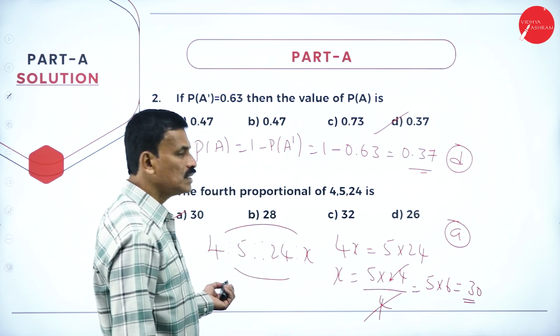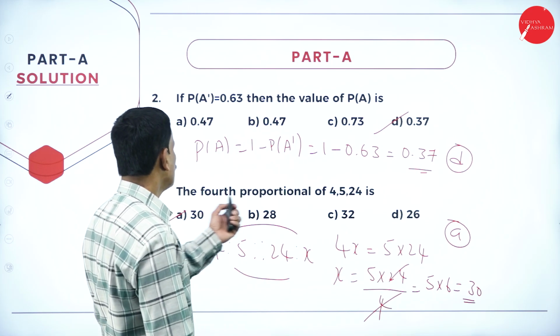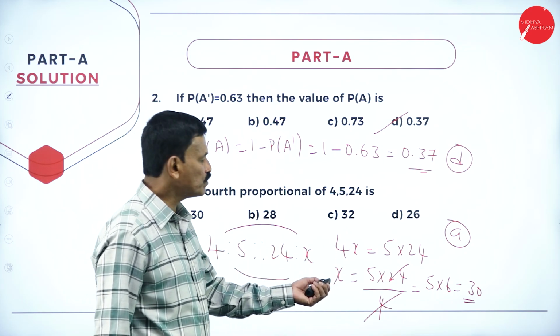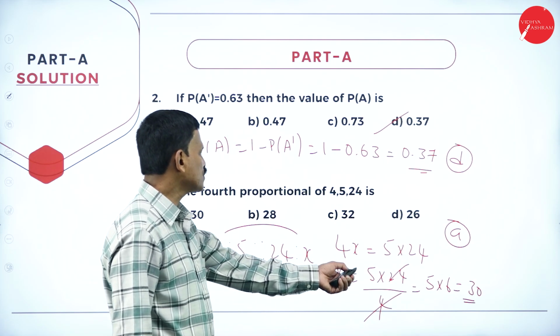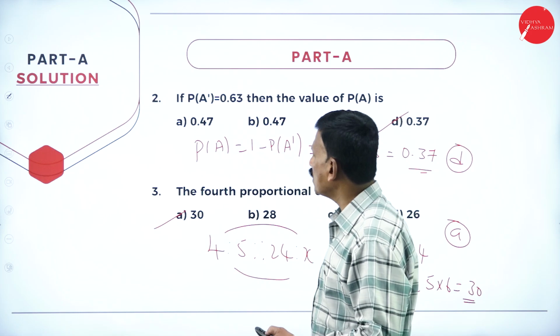Okay, so the fourth proportional is 4 is to 5 as 24 is to x. So 4x is equal to 5 into 24. x is equal to 5 into 24 by 4. So 6 fours are 24. 5 into 6 is 30. Followed. Now, move on to the next problem.